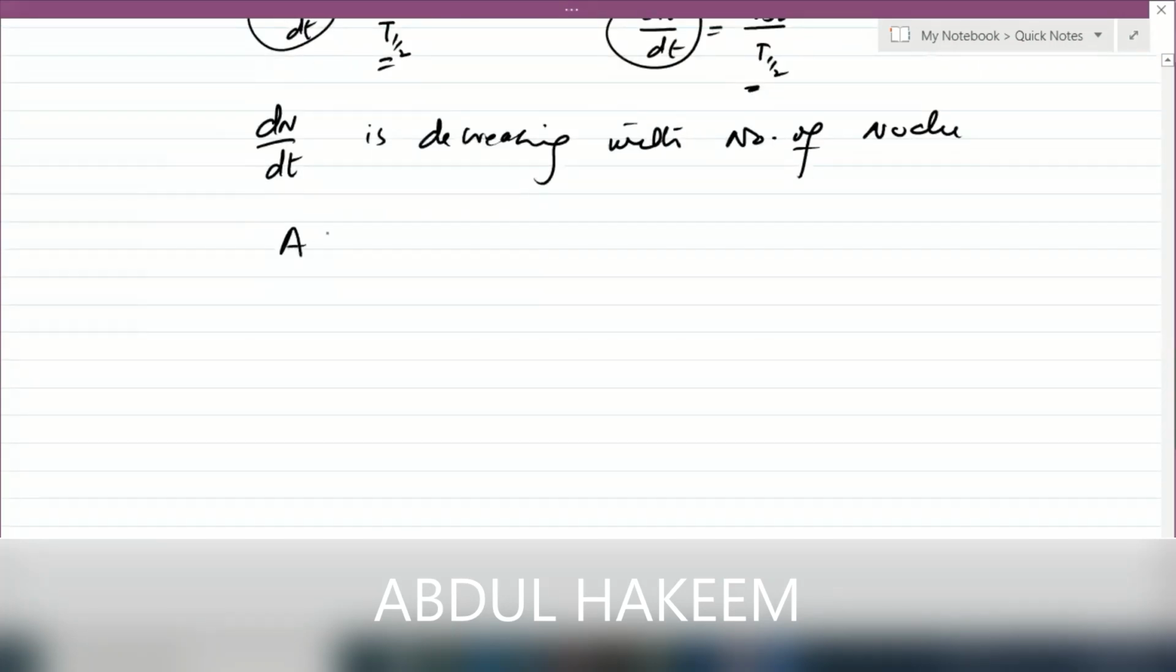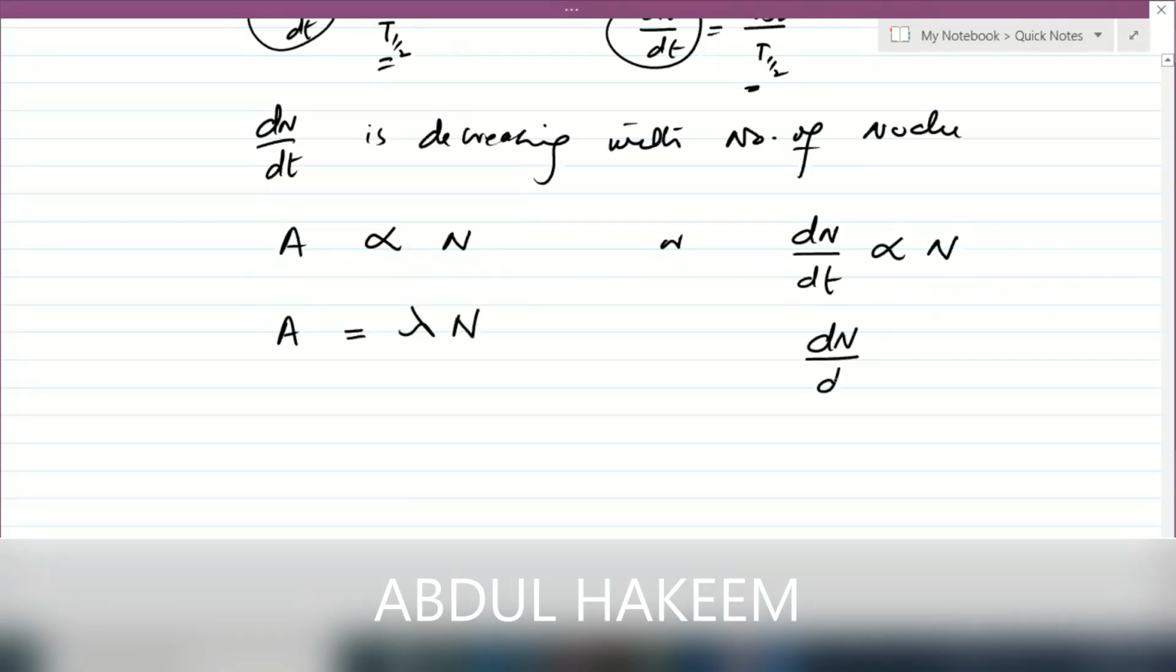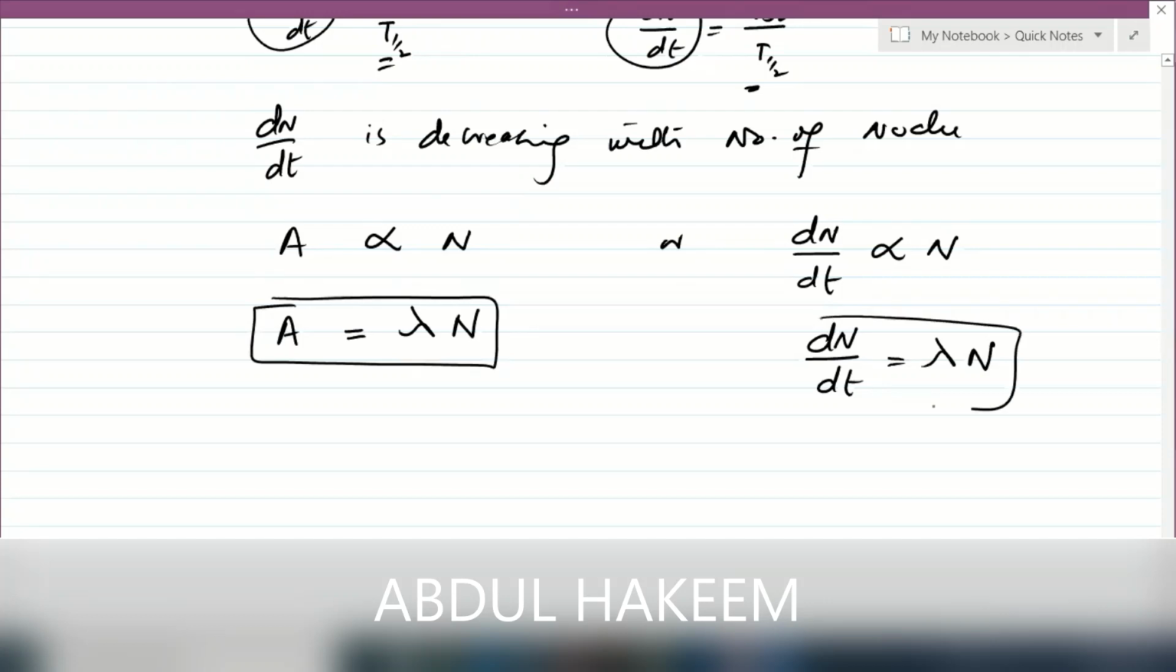So we can write activity directly proportional to N, or dN over dt directly proportional to N, where N is the number of undecayed nuclei present in the sample. Now, A is equal to some constant lambda N, or dN over dt is equal to lambda N. So this is the formula for the activity, and this is for decay rate. Same, because activity is dN over dt.